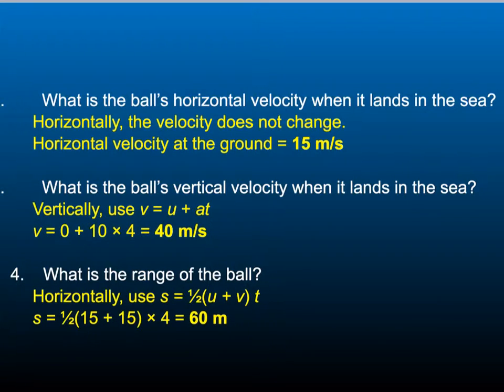So if we put those into the equation, S equals half U plus V times T, then we can see that the range of the ball is 60 meters, or the ball has travelled 60 meters from the bottom of the cliff when it hits the water.